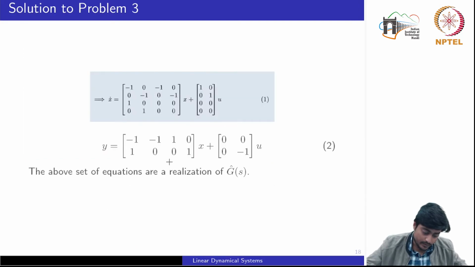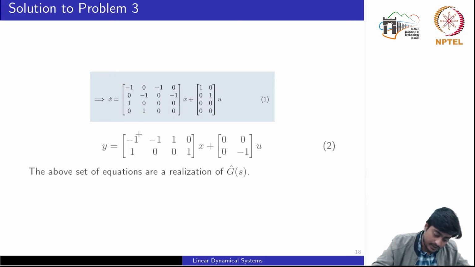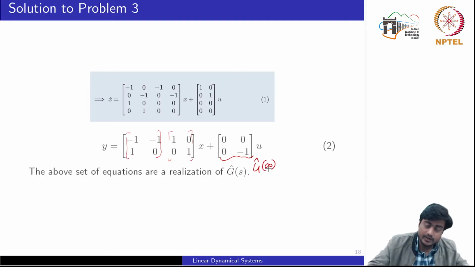Okay, and the output matrix, P being equal to 2, so this one is the N1 matrix and this one is your N2 matrix. And this one is D, which is nothing but equal to your G hat infinity part, which is basically the feed forward term in the state space equation. So above equations 1 and 2 are called the realization of the transfer functions. So this solves problem number 3.